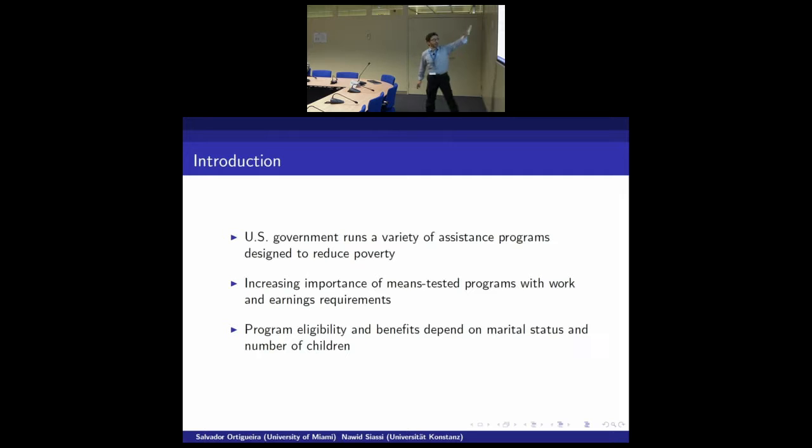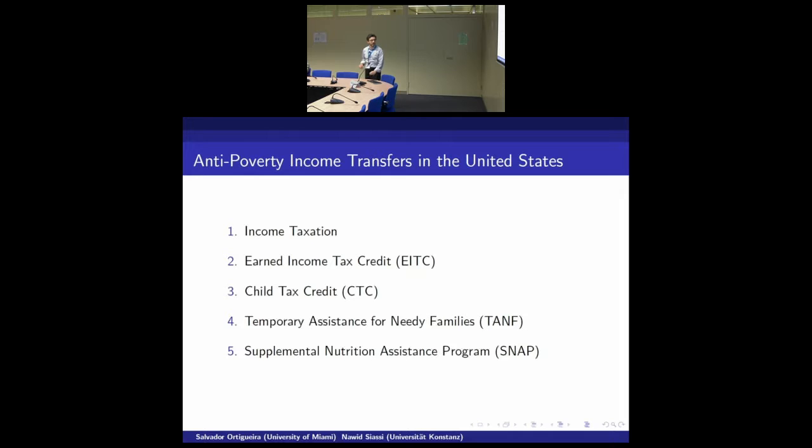From this, you should retain that over the past 25, 30 years, there has been an increase in what are called means-tested programs, which include earning requirements. This is something we are going to see in a few minutes: transfers are given to people if they work and they have earnings. This has been the trend in the US in the past 30 years.